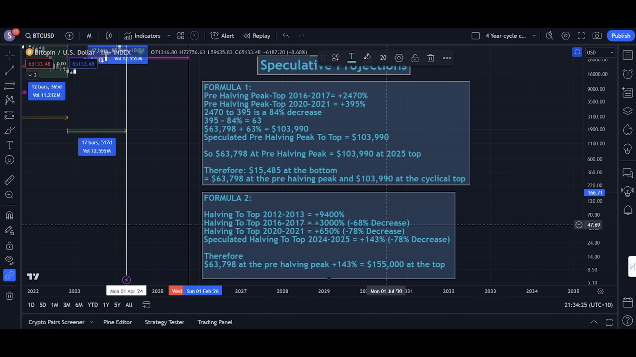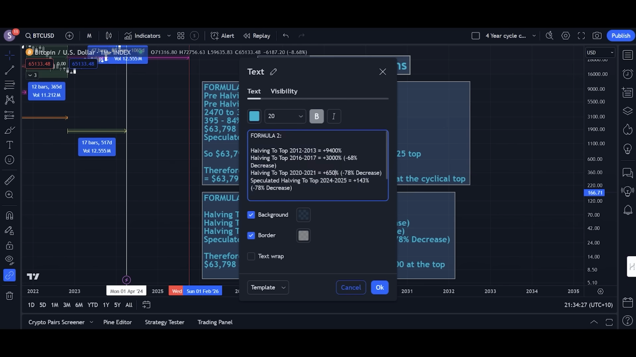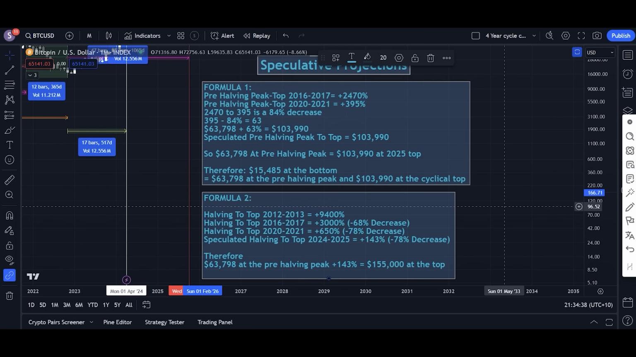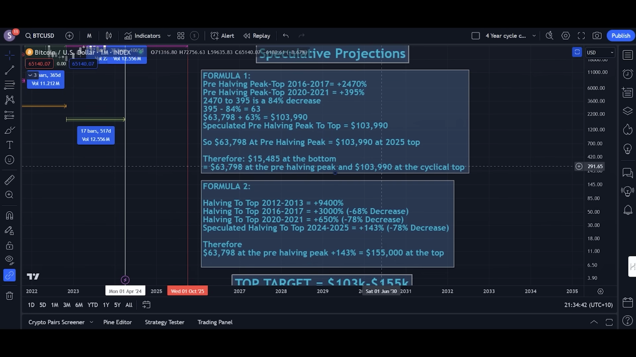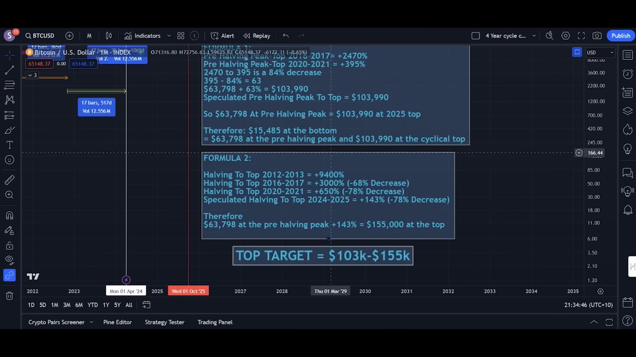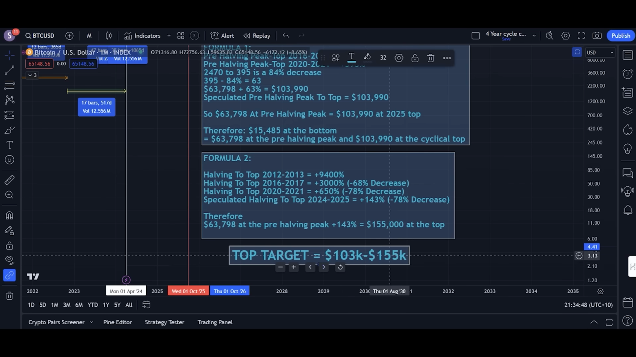And even with Formula 2, we don't really have that much reliability because we're just arbitrarily picking the 78% decrease from last cycle instead of the 68% decrease from 2016. So there's a lot of room for error here, right? And that's why I've purposely chosen two formulas which have pretty different price targets. We've got the overall top target using these two formulas being 103K to 155K. There's just so much room for error within these formulas. It's very hard to come to a concrete price target.